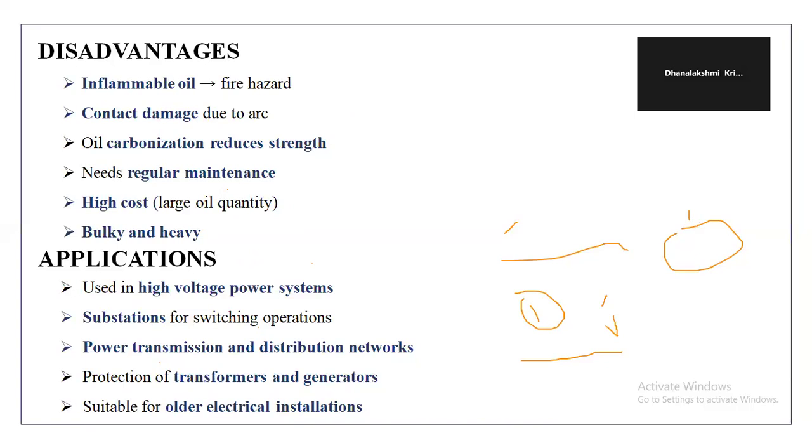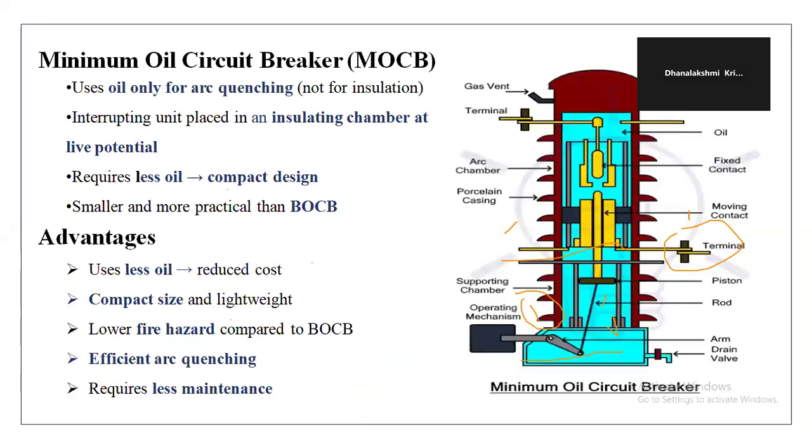The applications are in high voltage power systems, substations for switching operation, and power transmission and distribution level. So in these applications the bulk oil circuit breaker is used. And the second one is the minimum oil circuit breaker. Some disadvantages are there in the bulk oil circuit breaker, so we move to a minimum oil circuit breaker.